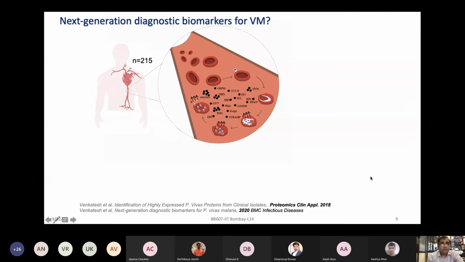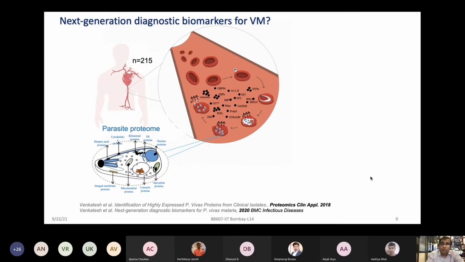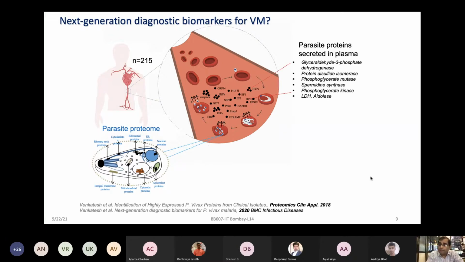So just to cut short, our goal was to find out whether we can look at some new candidates or novel specific peptides and proteins for only Vivax malaria, which have not been seen in falciparum malaria, because those could be taken forward as the way to make a new diagnostic test, which is very specific, as the RDTs for Vivax malaria.